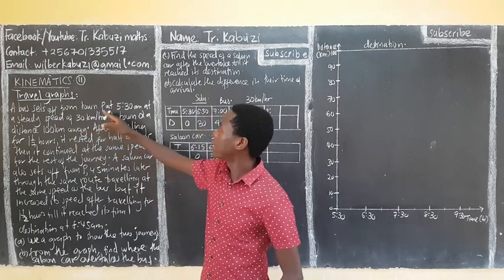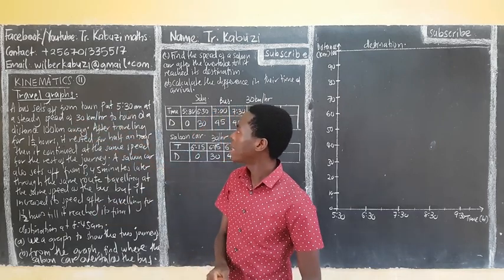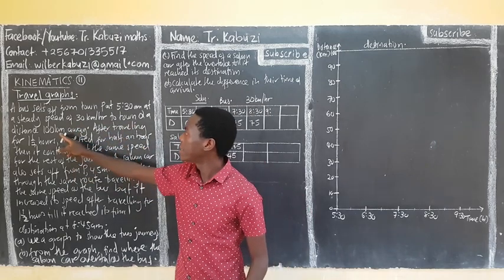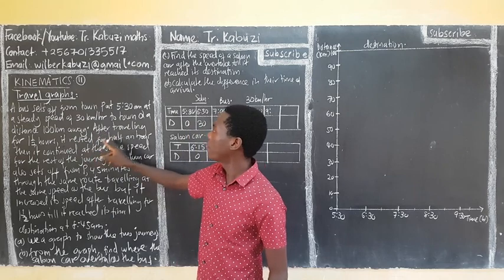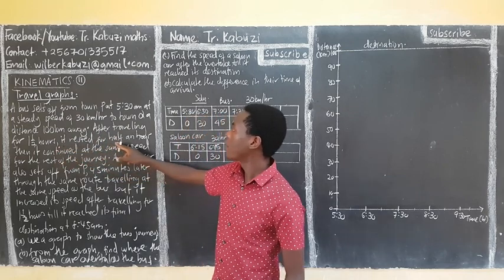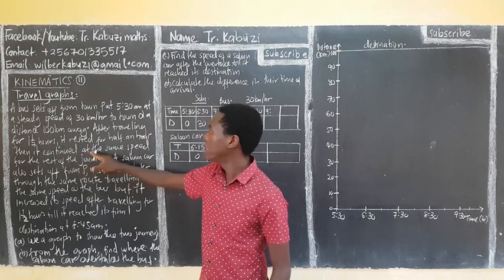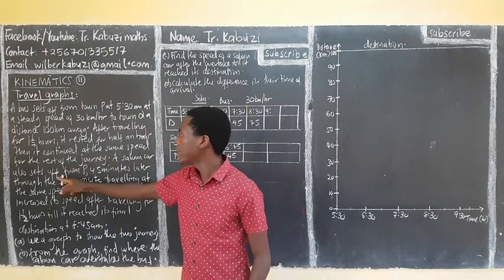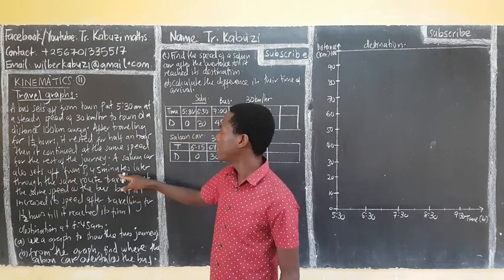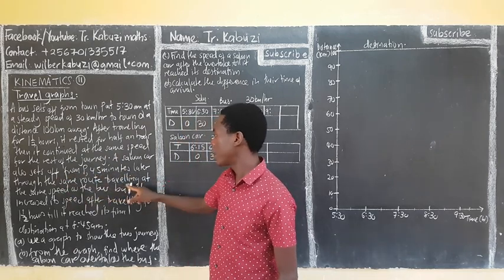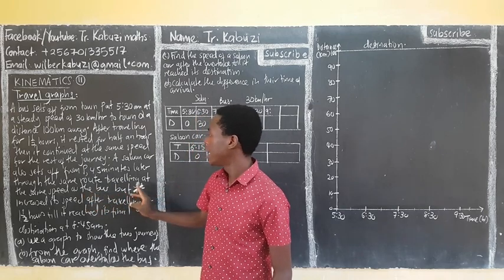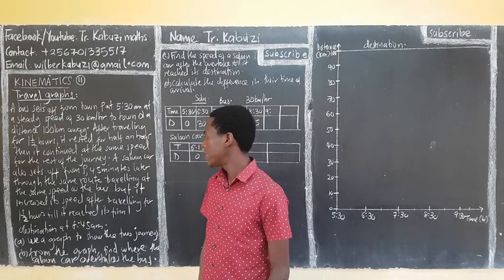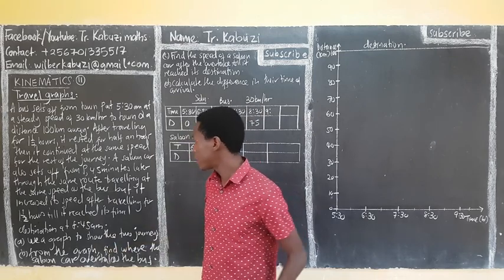A bus sets off from a town P at 5:30 a.m. at a certain speed of 30 kilometers per hour to town Q, a distance 100 kilometers away. After traveling 1.5 hours, it rested for half an hour. Then it continued at the same speed for the rest of the journey. A saloon car also sets off from P 45 minutes later through the same route, traveling at the same speed as the bus, but it increased the speed after traveling for 1.5 hours till it reached its final destination. Use the graph to show the two journeys.